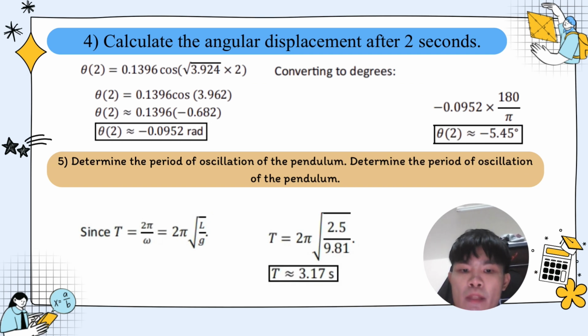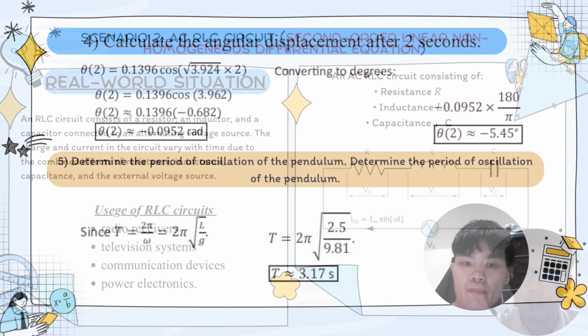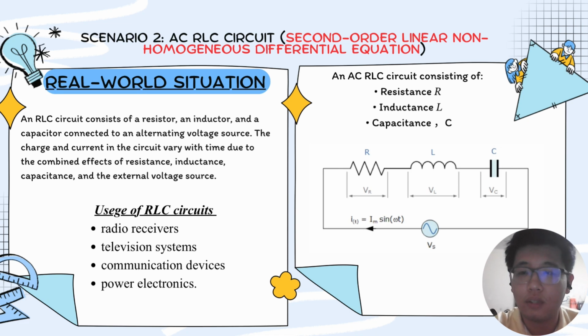The angular displacement after 2 seconds is approximately negative 0.0952 radian, while the period of oscillation is about 3.17 seconds. Okay, so now we go on to scenario 2, which is the series RLC circuit.